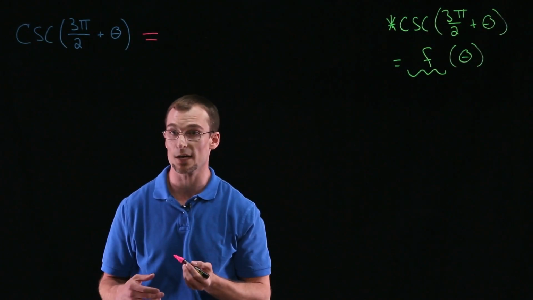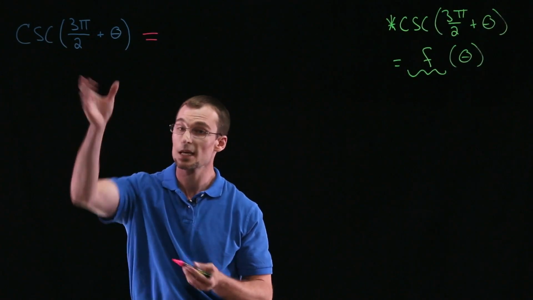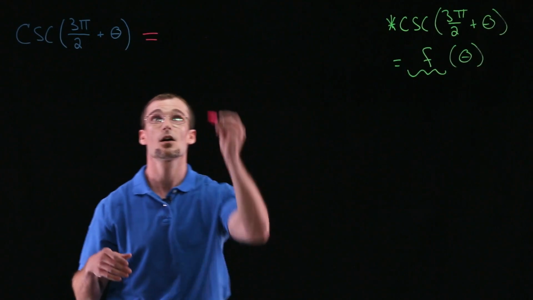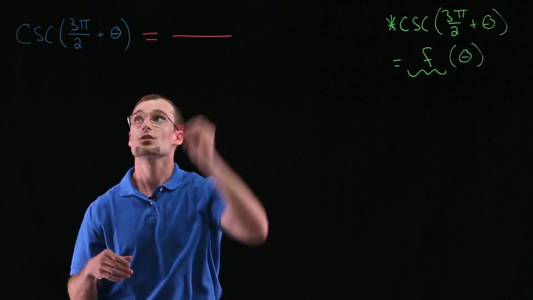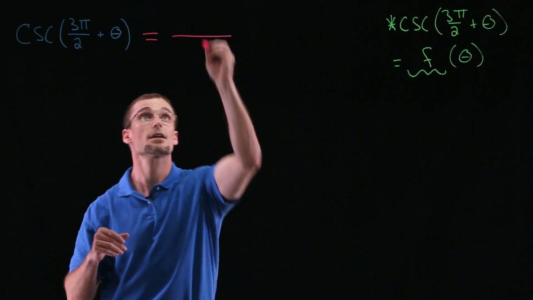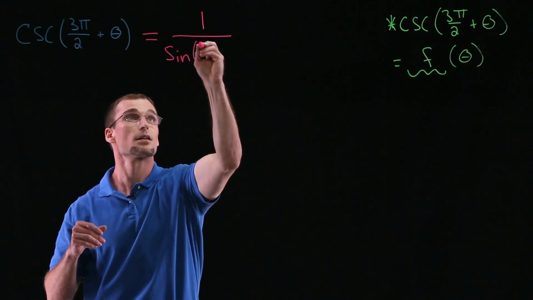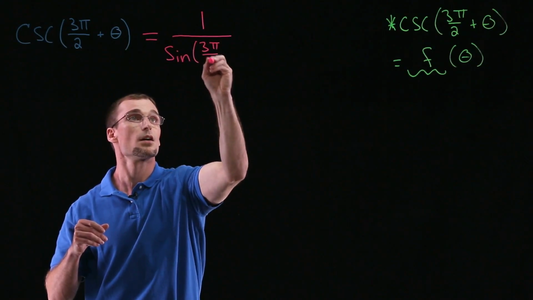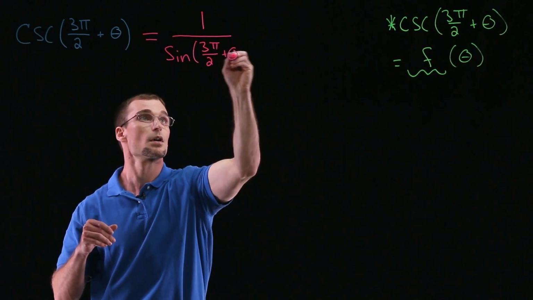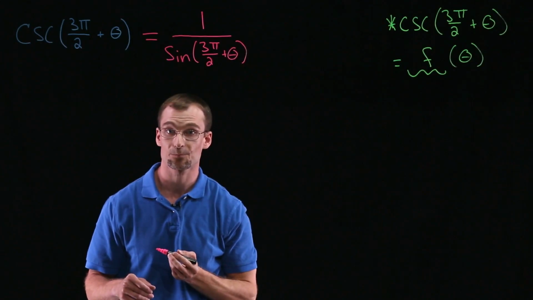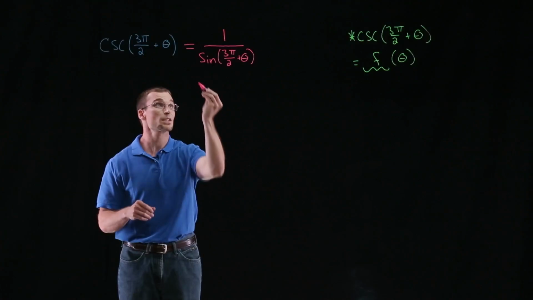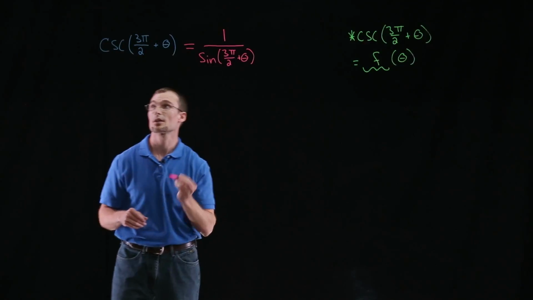Cosecant is 1 over sine. So cosecant of a sum is just going to be 1 over sine of that sum. So cosecant of 3 pi over 2 plus theta is equal to 1 over sine of 3 pi over 2 plus theta. Okay, so now we have the sine of the sum of two angles.